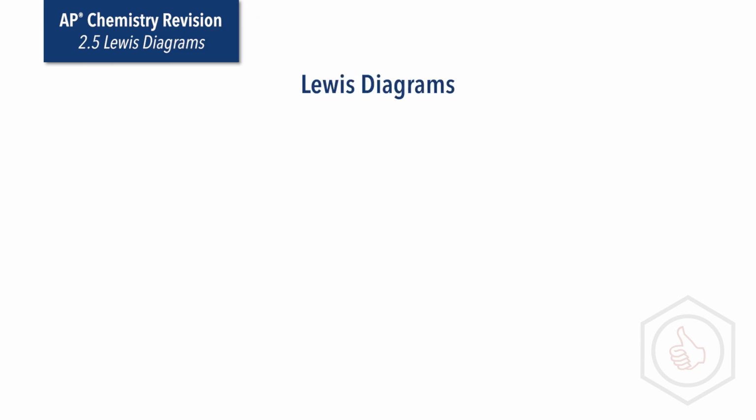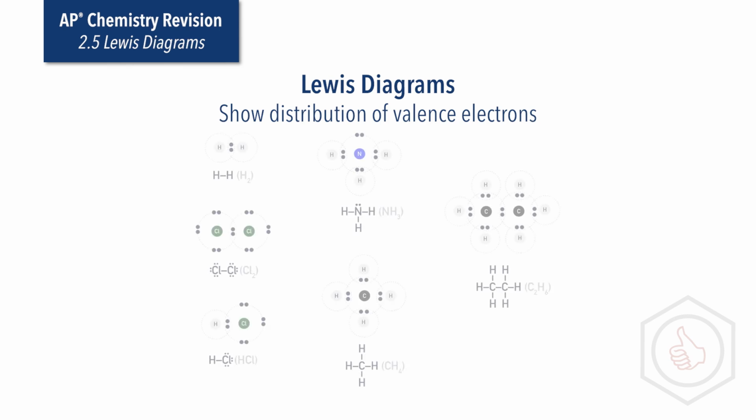Lewis structures or diagrams are a visual tool to represent how valence electrons are distributed in molecules or ions. The main purpose of a Lewis structure is to show which atoms are bonded together and how many bonds exist between them, so whether they are single, double, or triple. We can also show lone pairs of electrons that aren't involved in bonding.